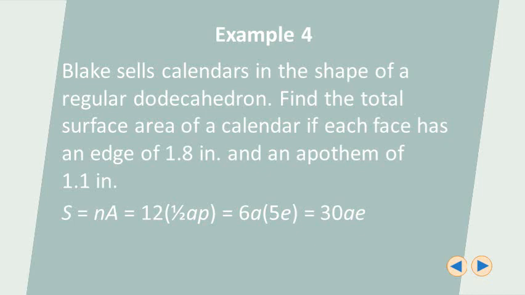We're able to quickly calculate what the total surface area is for this dodecahedron by knowing that each face is a pentagon. So there's 5 edges to a pentagon. So we put in the edge is 1.8, the apothem is 1.1. We multiply that by 30, and we end up with a figure of 59.4. So that's the total surface area, the capital S for a dodecahedron, simply by knowing what the length of each edge was and what the apothem for each face was.